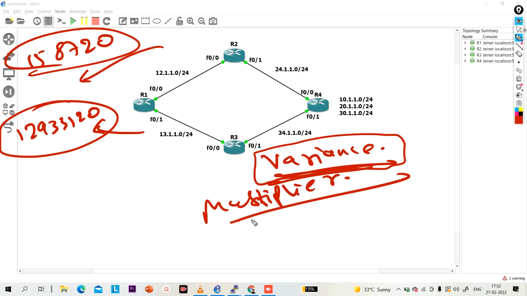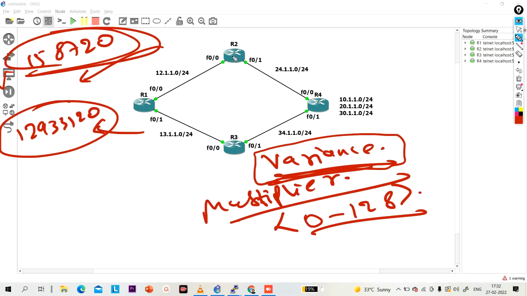Guys, it is a decimal value whose range is 0 to 128. Actually, variance is multiplied by the local best metric, right? So the best path is this path, right?